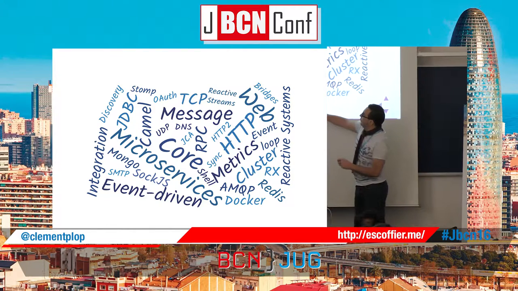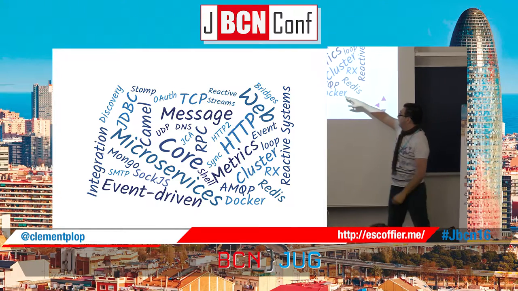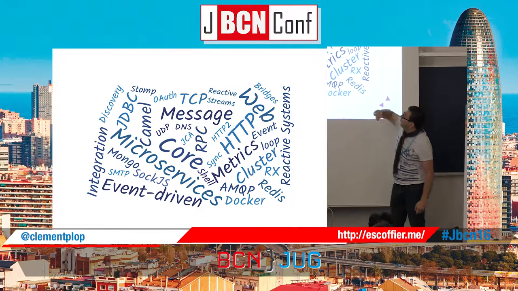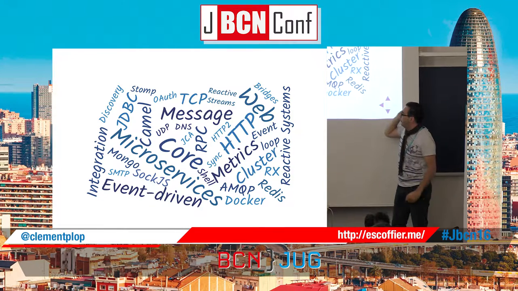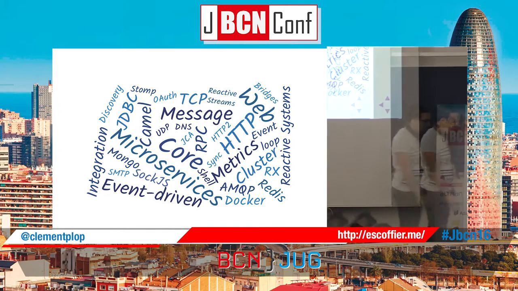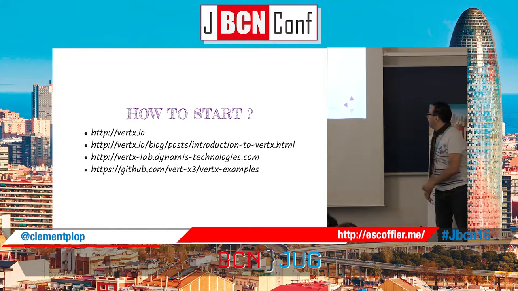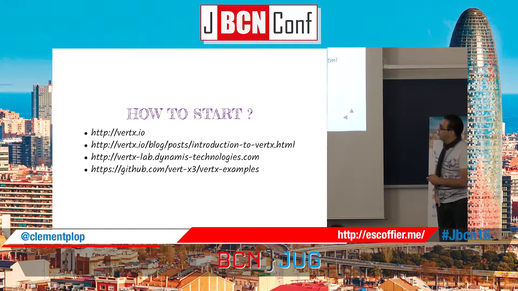We have integration with KML. We have many, many metrics. We have an AMQP bridge. We have Stomp, OAuth, all the authentication stuff that you can imagine. Mongo, Redis, JDBC, many, many things. To start, you will have the whole list of the components on Vert.x.io.